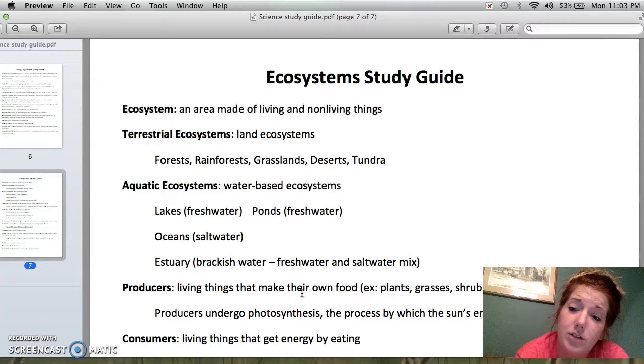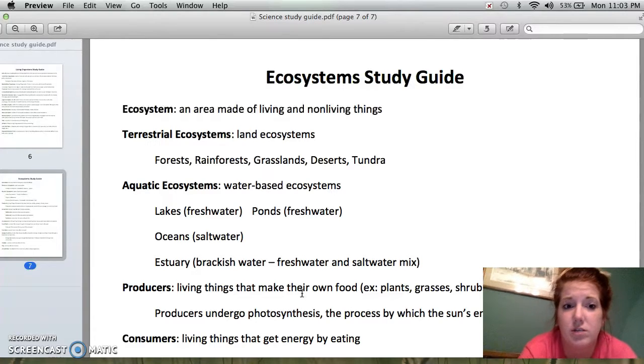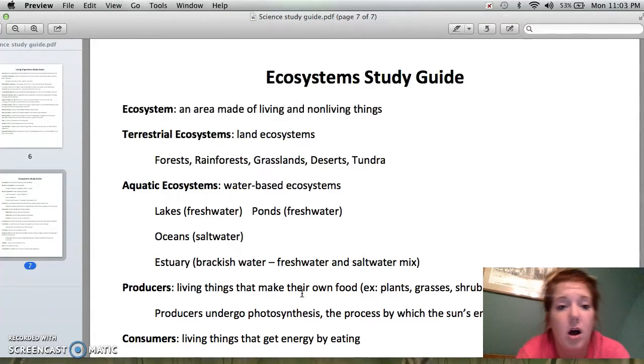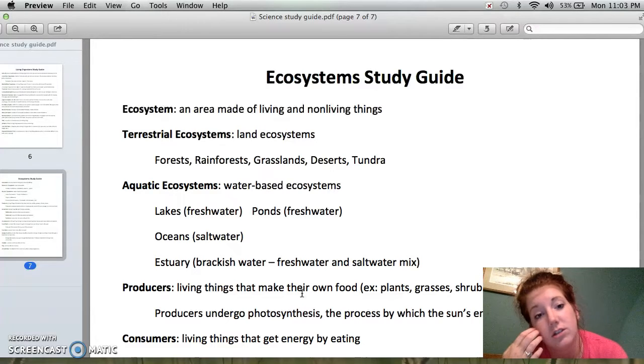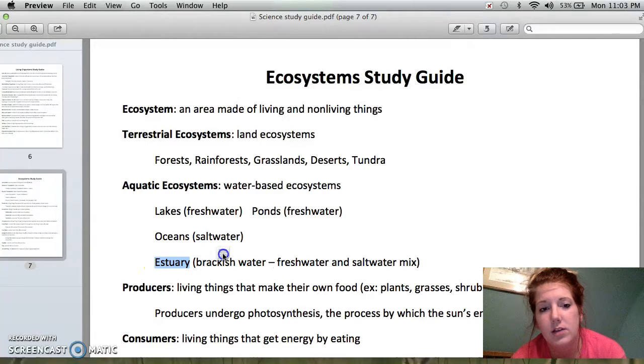Aquatic ecosystems are water-based ecosystems, so like lakes and ponds are all within the freshwater. Oceans are saltwater. Estuaries, it is important, they always ask a question about estuaries, are where freshwater and saltwater mix. Let me repeat that. An estuary is where freshwater and saltwater mix.